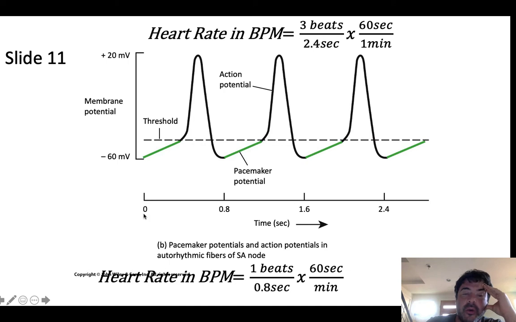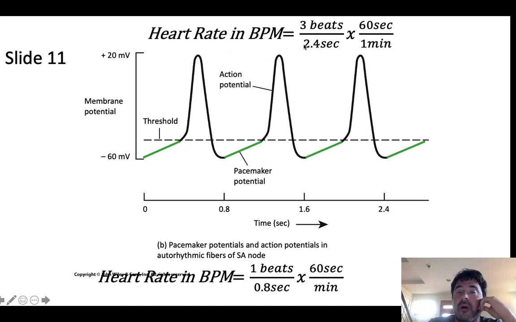So I know that the time frame that we're talking about here is 2.4 seconds. So I go, okay, in 2.4 seconds, how many pacemaker potentials occurred? So I count the number of peaks within that 2.4 time frame, right? I go 1, 2, 3. I know that each one of these peaks correlates with a beat. So I can say there's 3 heartbeats in 2.4 seconds, right?